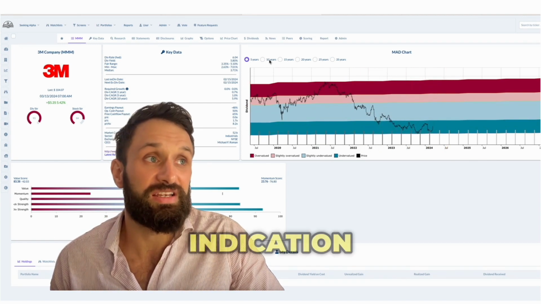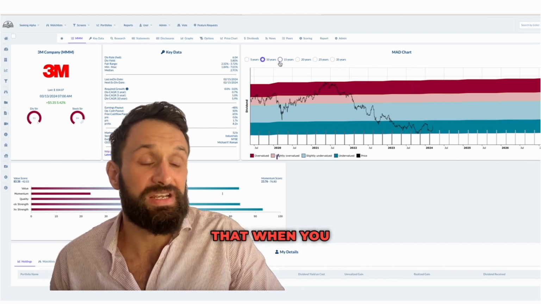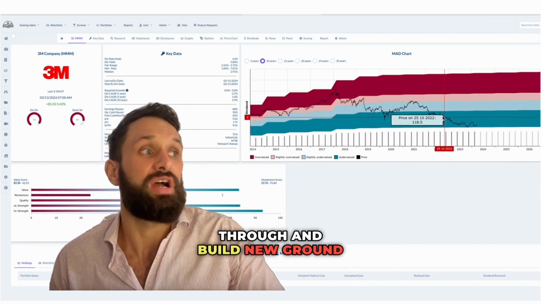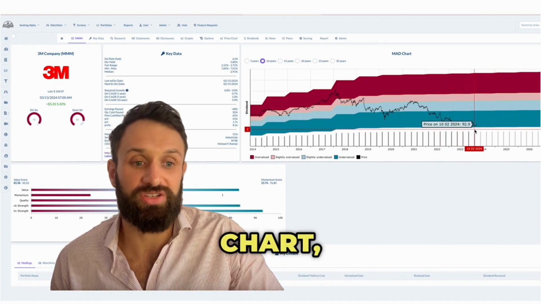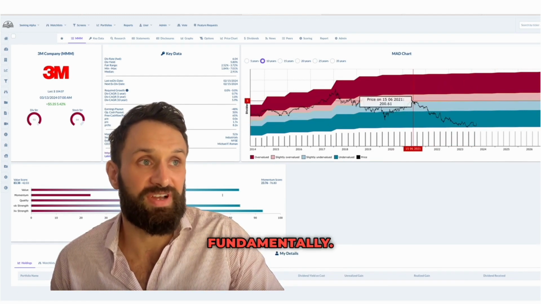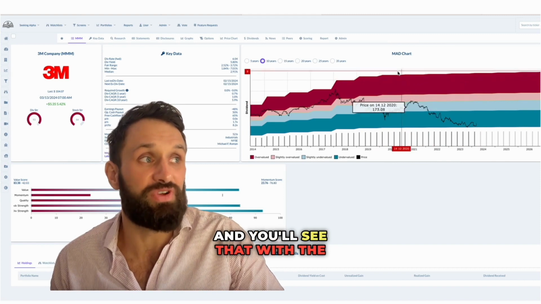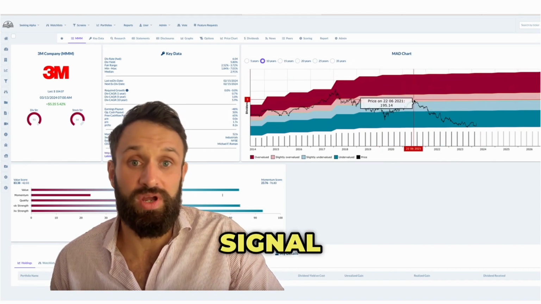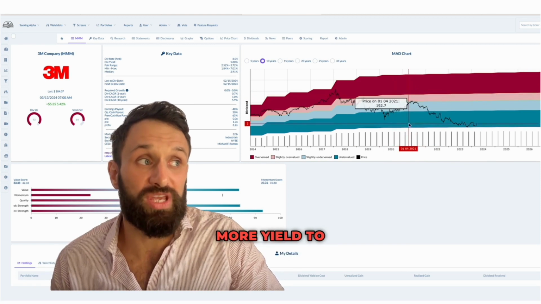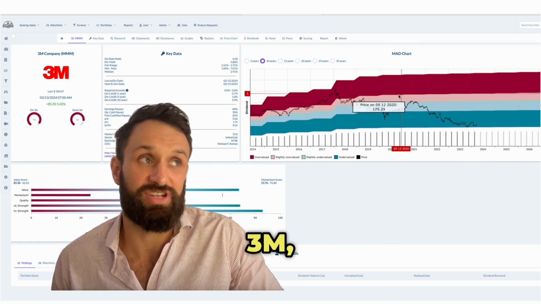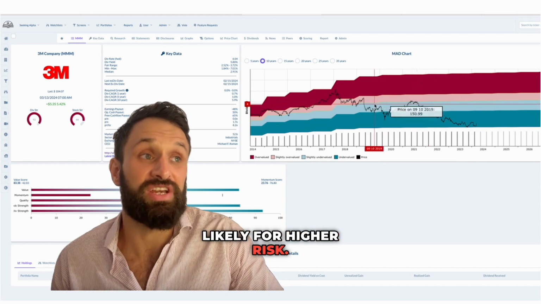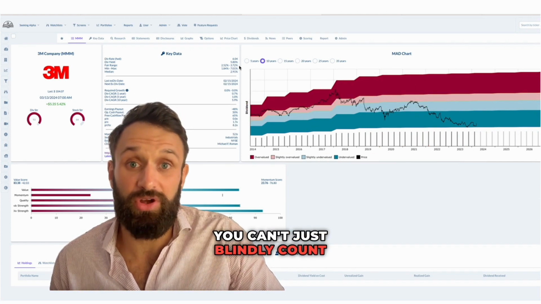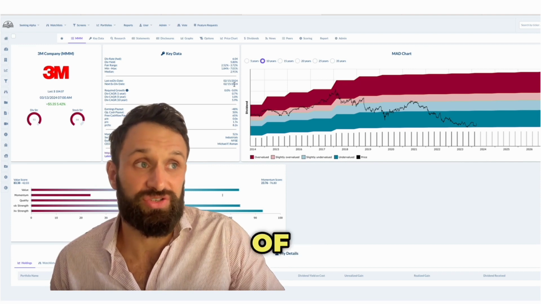But this is a clear indication that when you see a stock break through and build new ground to the bottom of the chart, something might have changed fundamentally, and you'll see that with the lower dividend growth rates here, which clearly signal that the market is demanding more yield to be able to invest in 3M, likely for higher risk. So this shows a scenario where you can't just blindly count on a DFT chart because of the change in growth rates.